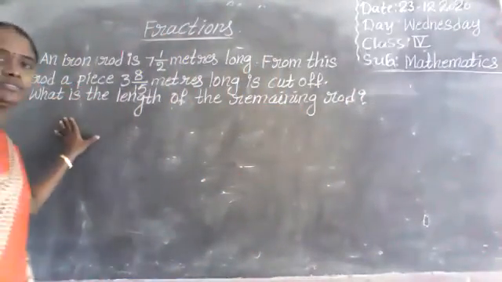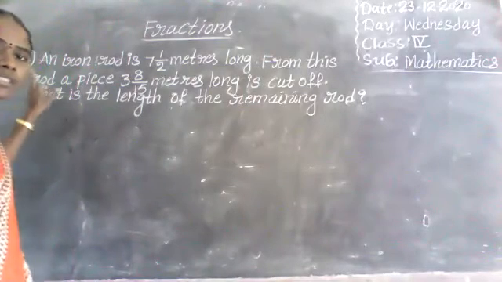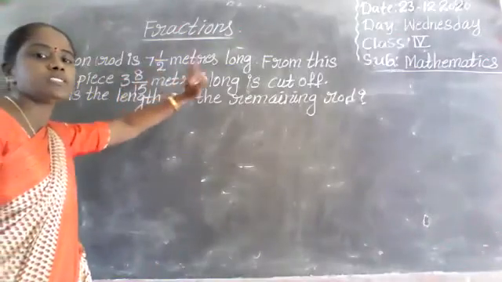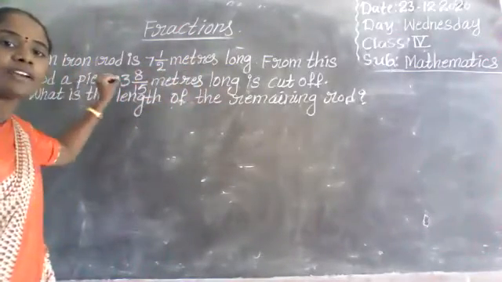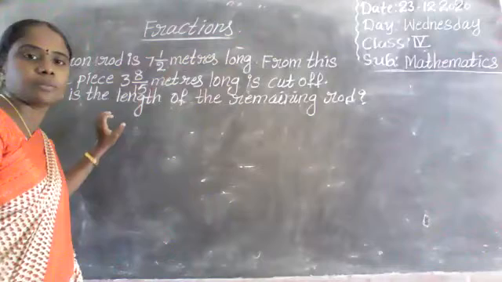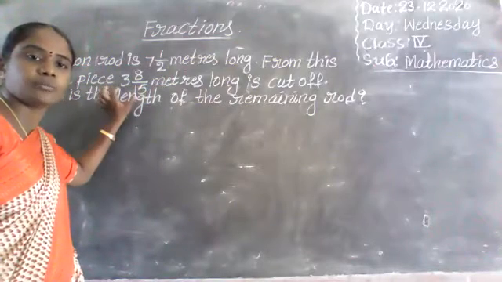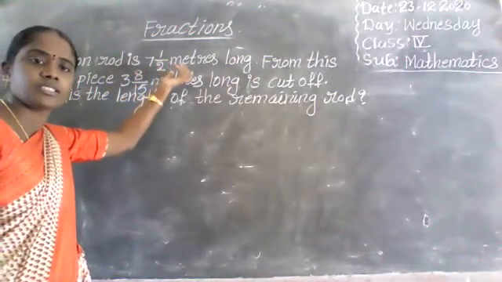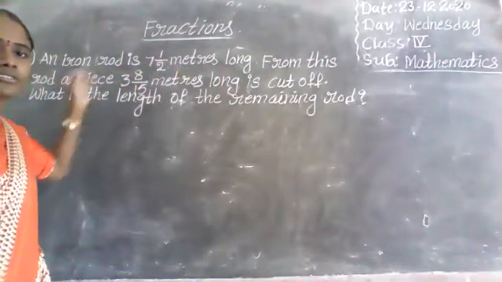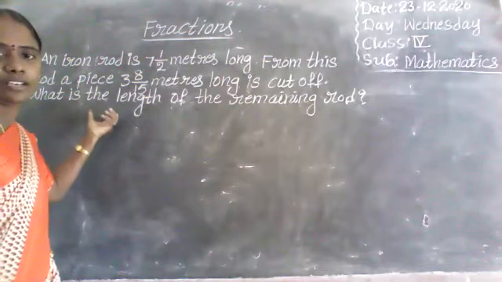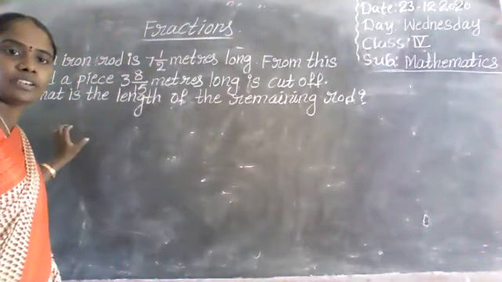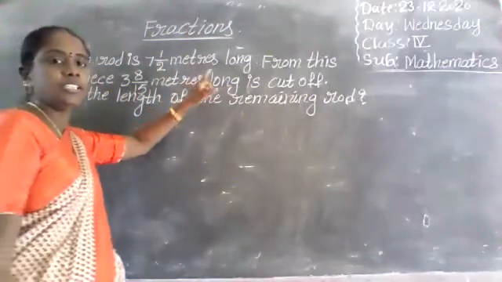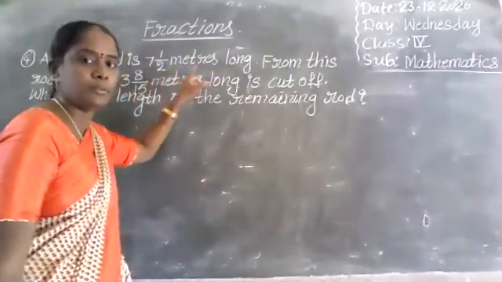First you read the problem, children. An iron rod is 7 whole 1 by 2 meters long. Okay, length of an iron rod. First step is, first you read the problem and understand the problem. What is 7 whole 1 by 2 meters? Length of iron rod. So the first statement is: length of iron rod, 7 whole 1 by 2 meters.